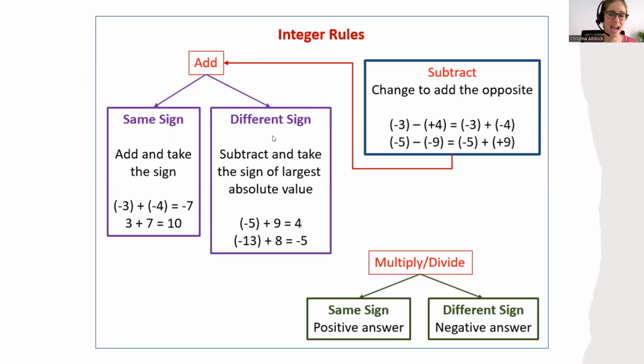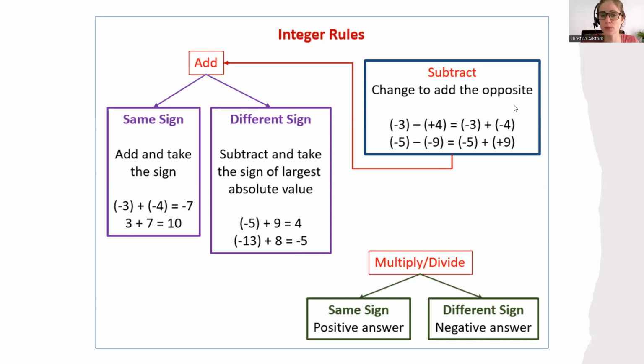If the numbers that you're adding have different signs, you actually are going to think of that as subtraction because that negative is saying you're taking away. And when you take something away, that's subtraction. So you subtract your numbers and you keep the sign of the larger absolute value. Another way of saying that is you keep the sign of the heavier number. So in this example here, -5 plus 9, 9 is heavier. So that's why your answer is positive. In the second example, -13 plus 8, the -13 is heavier. There's more of them. And so that's what makes your answer a -5.